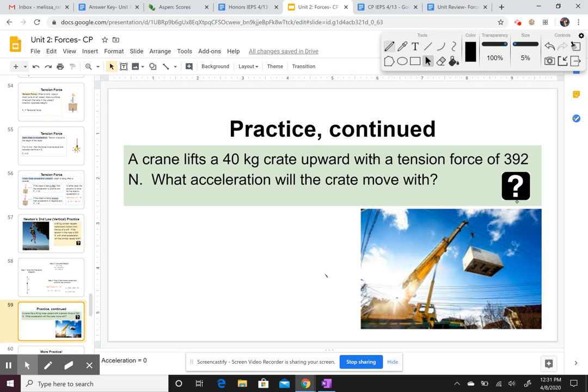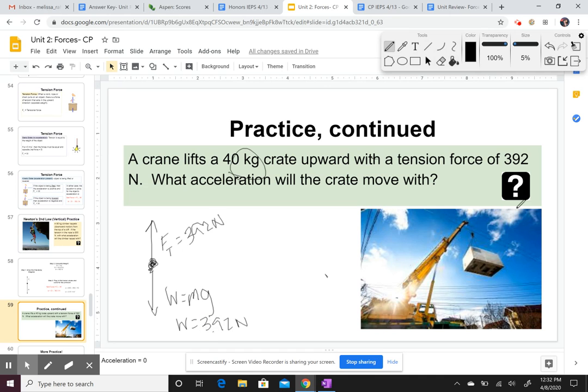So here we have a crane. I'm going to draw my free body diagram because I know that's the first step that I should always do. A crane lifts a 40 kilogram crate upward with a tension force of 392 newtons. Tension always opposes weight. And then what acceleration will the crate move with? So I know that there's the downward force always opposing tension. Again, they don't tell us the weight, they just tell us the mass. So we need to use that mass, multiply it by 9.8 to get our weight. So when you take 40 times 9.8, you get a weight of 392.